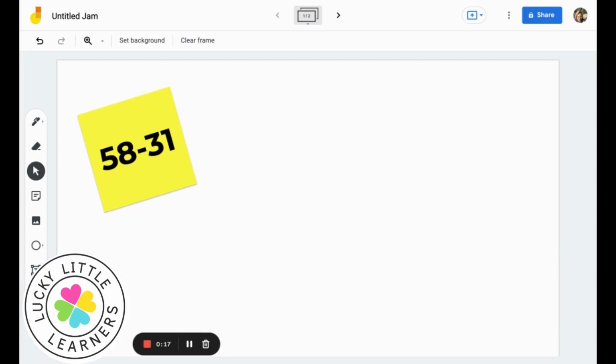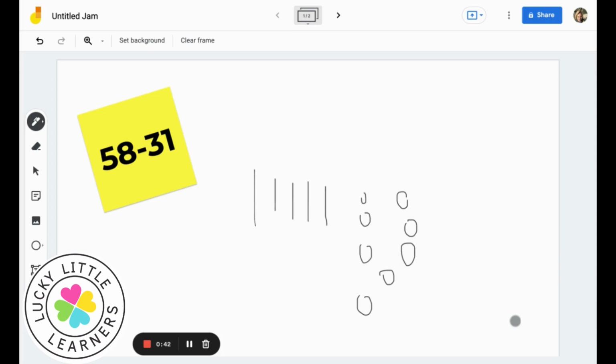We have 58 minus 31, and what I teach my students to do is to draw the base 10 blocks for the bigger number. So we're going to make 5 tens, 1, 2, 3, 4, 5, and 8 ones, 1, 2, 3, 4, 5, 6, 7, 8. And I have students do this with me on their whiteboards. Now we talk about how we are going to get rid of 31.